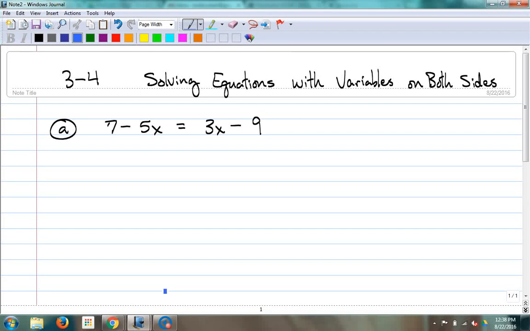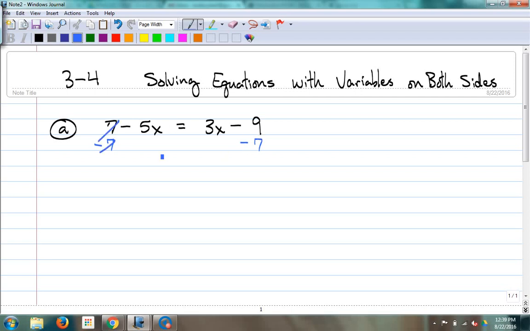Okay, so we have here 7 minus 5x is equal to 3x minus 9. And we want to try to get our variables together on one side and the numbers on the other. So how could we do that? Okay, that's a great idea. If I subtract this 7, that's going to get the numbers all to the right-hand side. So negative 7 from 7 cancels it out.